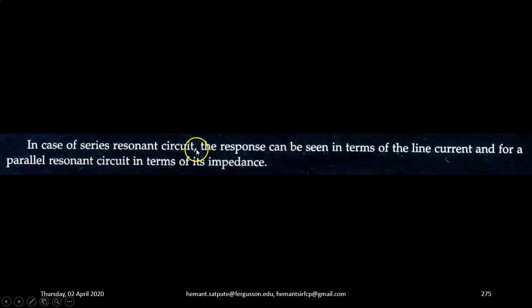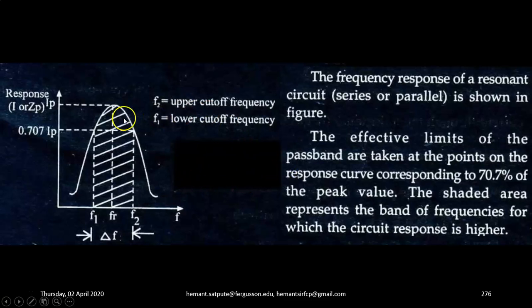In case of series resonance circuit, the response can be seen in terms of the line current, and for a parallel resonance circuit in terms of its impedance. The frequency response of a resonance circuit, either series or parallel, is shown in the adjacent figure. The effective limits of the passband are taken at the points on the response curve corresponding to 70.7% of the peak value. The shaded area represents the band frequencies for which the circuit response is higher.